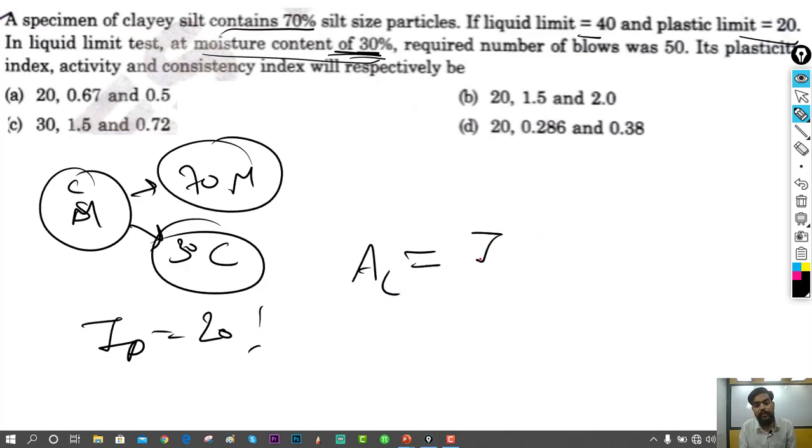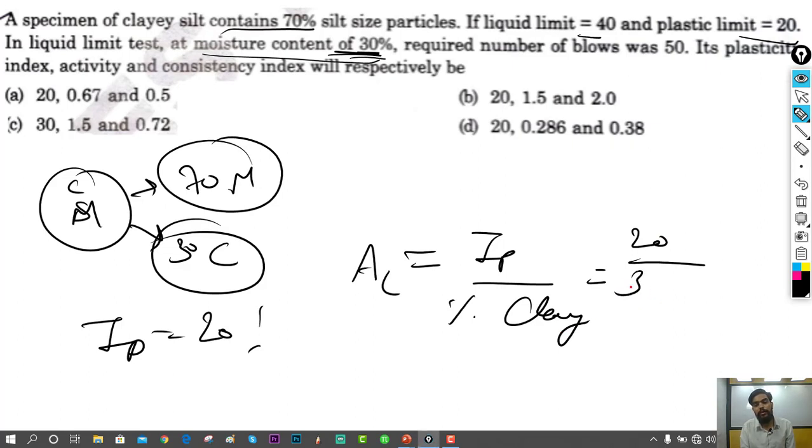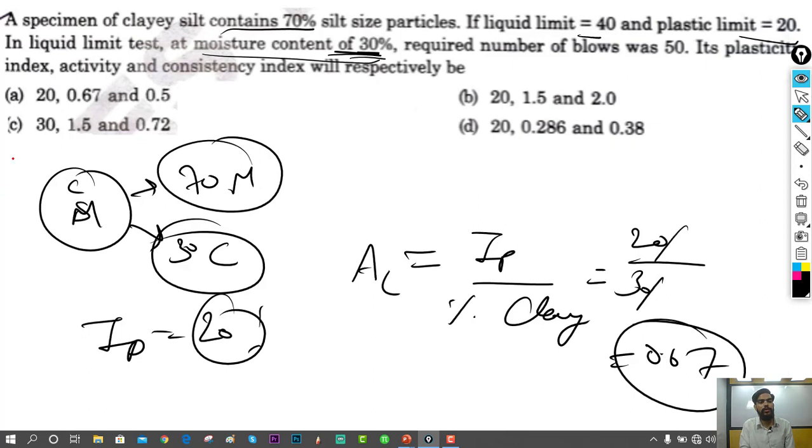What is the formula of activity number? It is IP divided by the percentage of clay fraction, or we can say the percentage of soil particles finer than 2 micron. So what is IP? IP is our 20, and the percentage of clay in the soil sample is 30. So we can say that it is 0.67. So just match this value and this value with the options. It matches with option A, but it is not matched with option C, not matched with option D, and also not matched with option B. So our right option is option A.